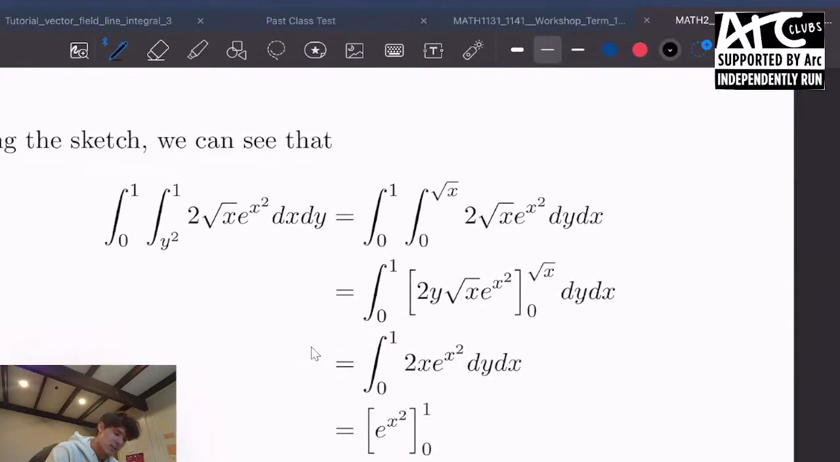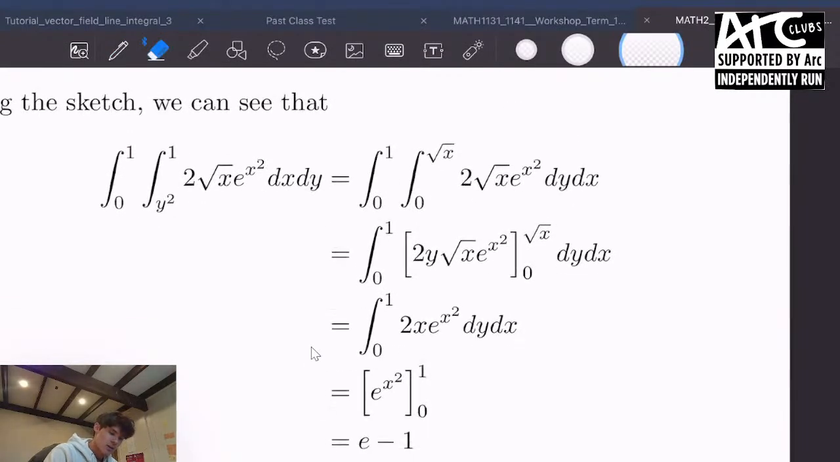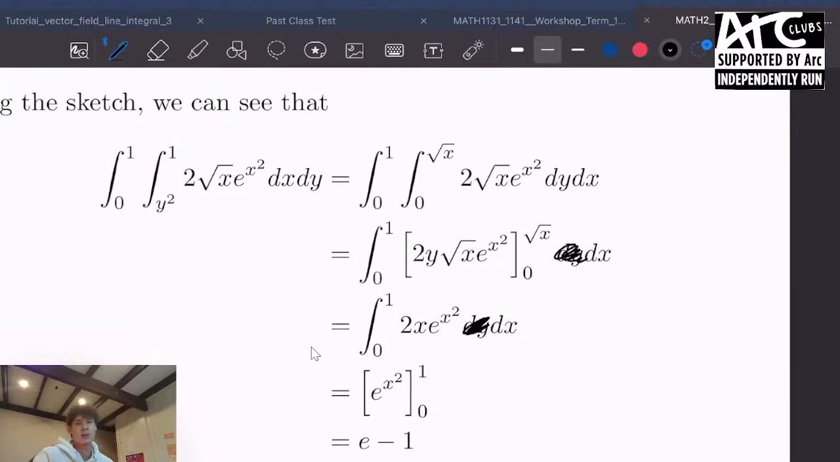Well, notice that this integral here with respect to y is just equal to that. Substituting in our bounds, what we should get, that dy should be gone. What we should get now is this, and we can just integrate it, it should just be e minus 1.